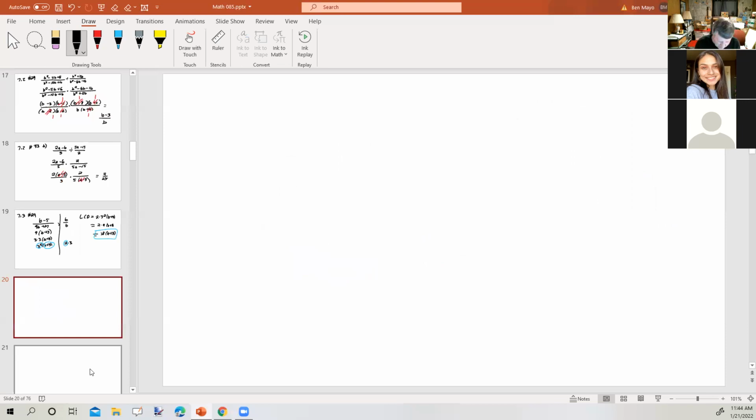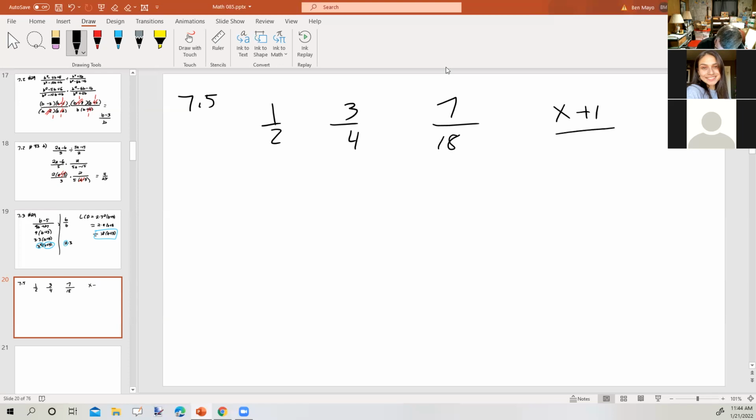All righty, then we'll go into section 7.5, which is simplifying complex fractions. First of all, let's clarify what the difference between a simple fraction and a complex fraction is. Here are some examples of simple fractions: 1/2, 3/4, 7/18, x plus 1 over 9. Those are all simple fractions.